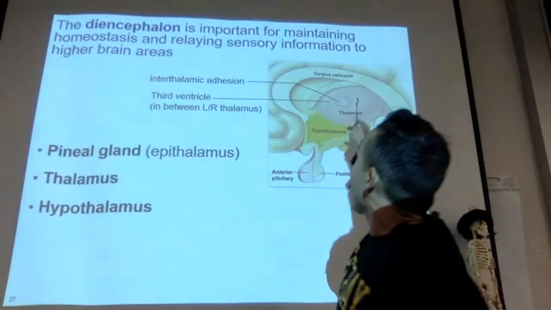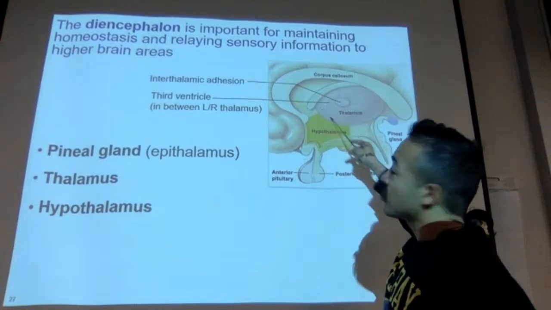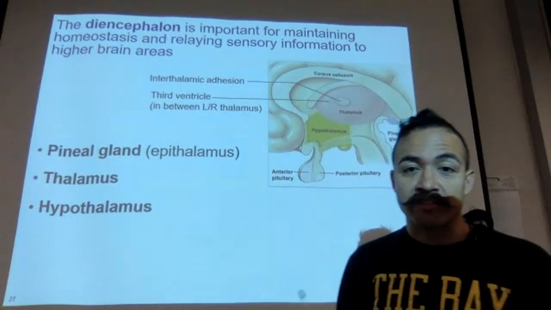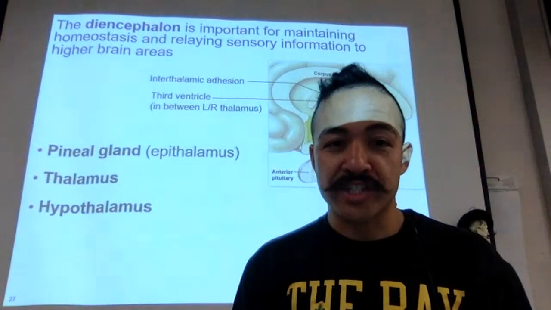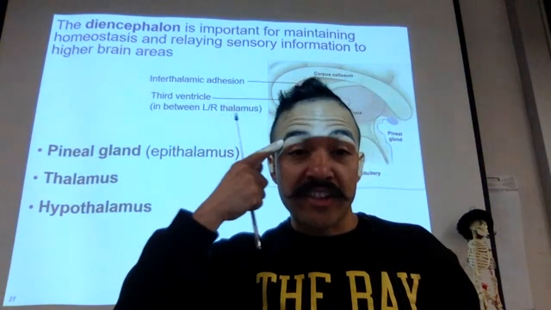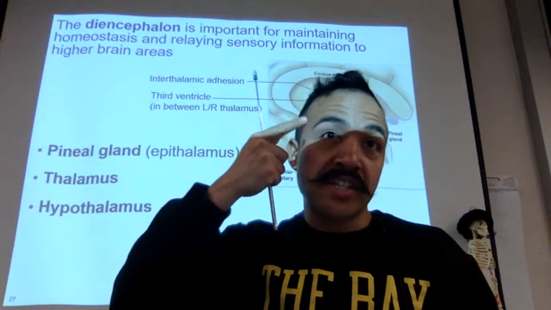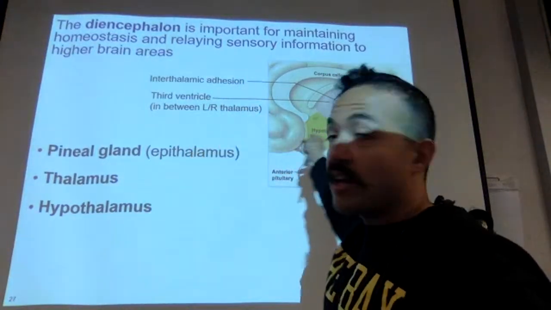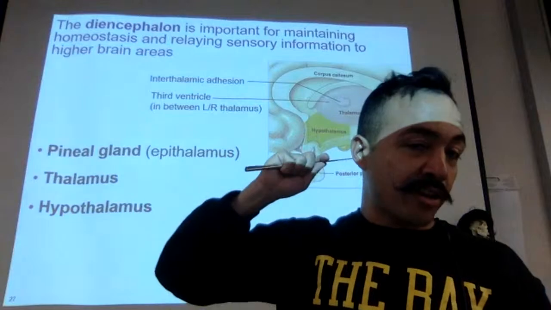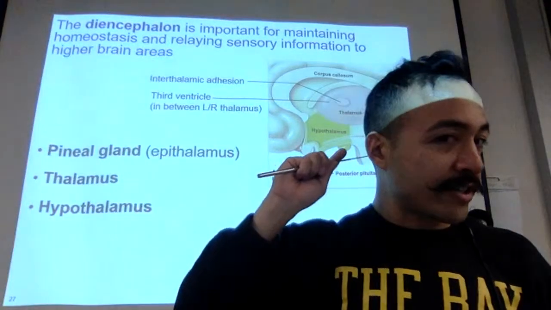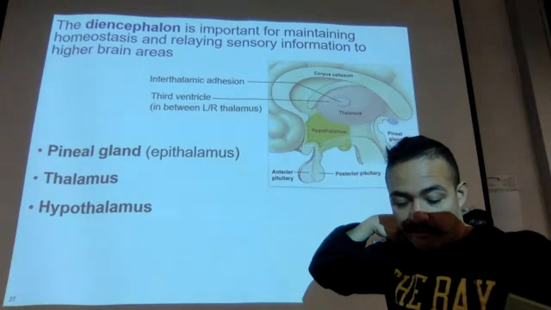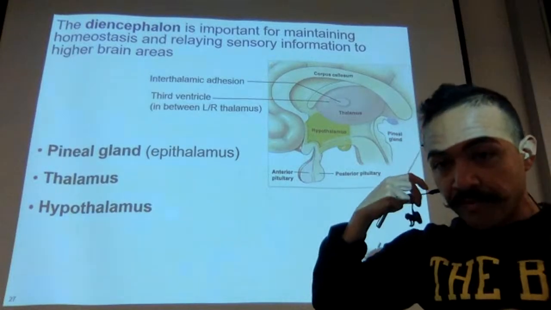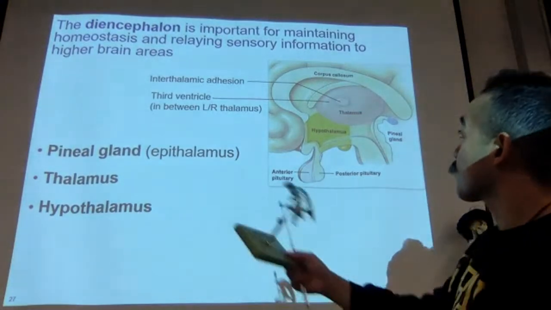So this round region right here is the thalamus. The thalamus is really important for relaying sensory information. Like if I see something with my right eye, that information gets passed to the thalamus, and then from the thalamus, it's passed to my occipital lobe, to the visual cortex in the occipital lobe. So the thalamus is a great relay station for sensory information. The thalamus is a relay station for sensory information.